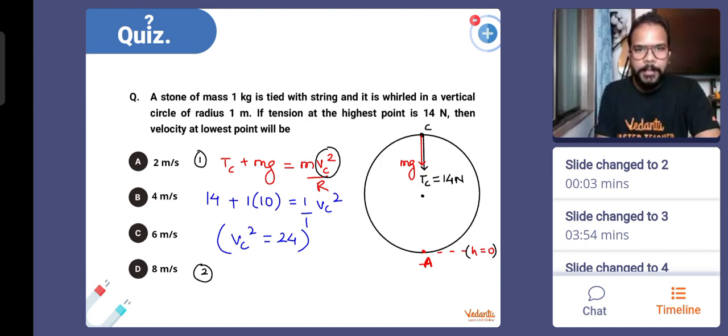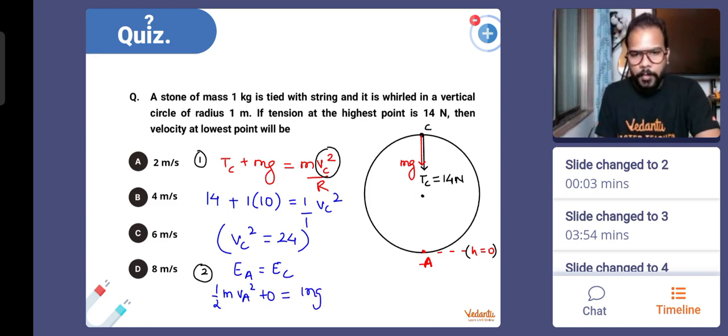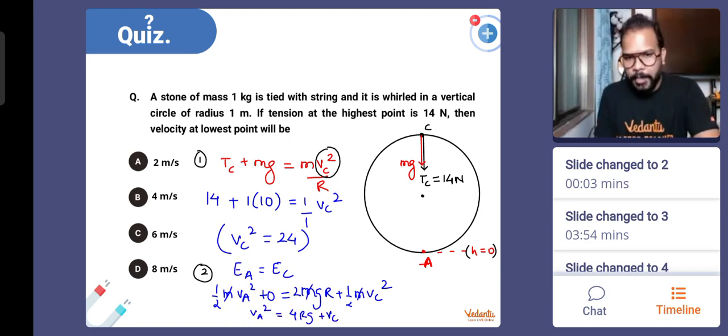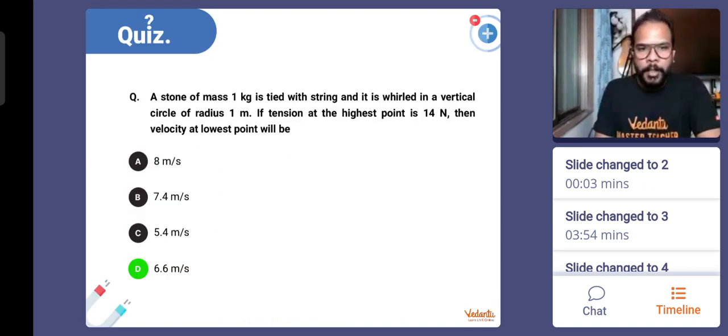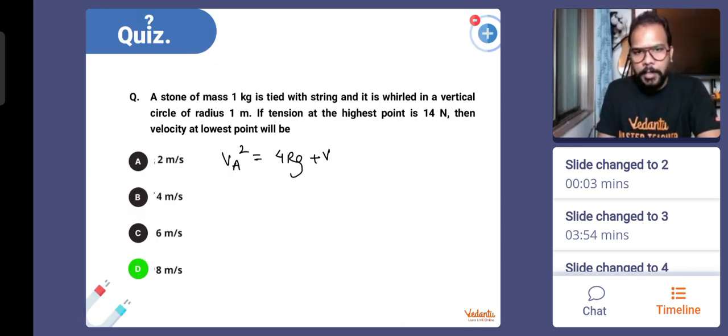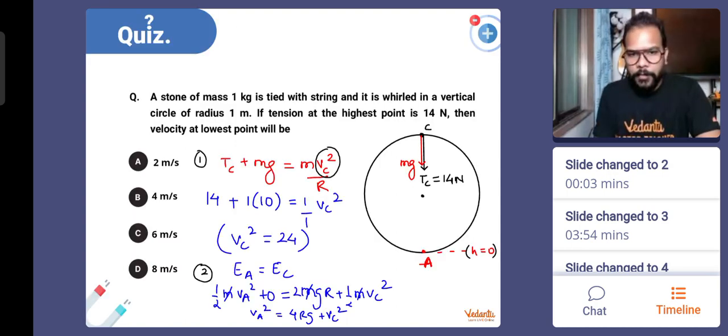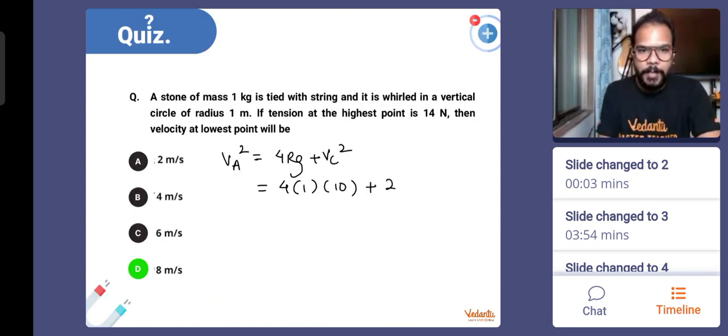Okay guys. Now second thing, as I said, energies will be equated. Energy at A will be equal to energy at C. So half m va square plus 0 will be equal to mg into 2r plus half m vc square. So I cancelled m and I get va square equal to, multiplying by 2 on both sides, 4rg plus vc square. So va square equals 4rg plus vc square. The value of r is 1, g is 10, plus the value of vc square. Everyone, the value of vc square is 24.